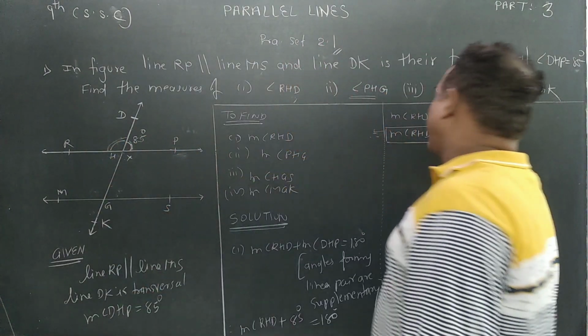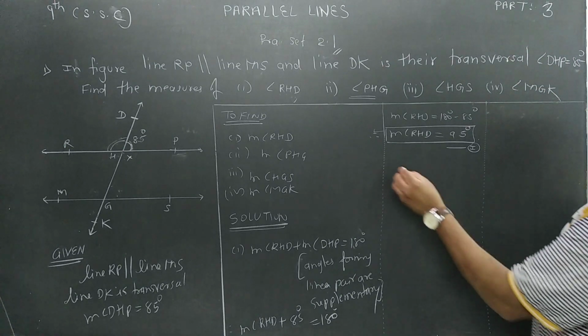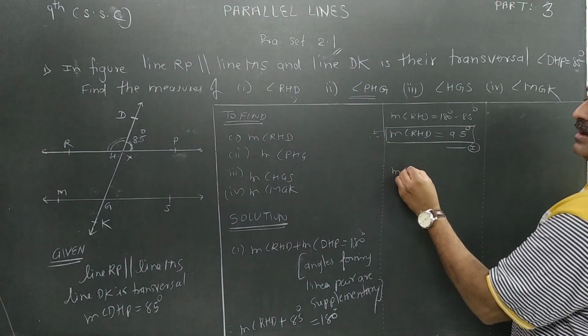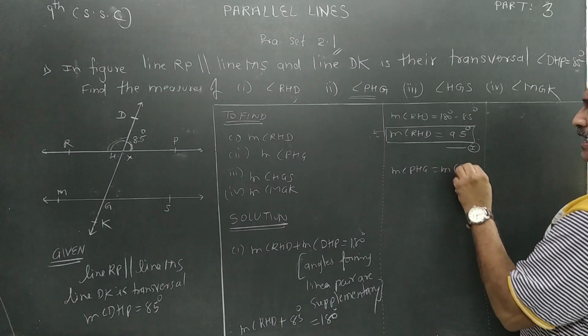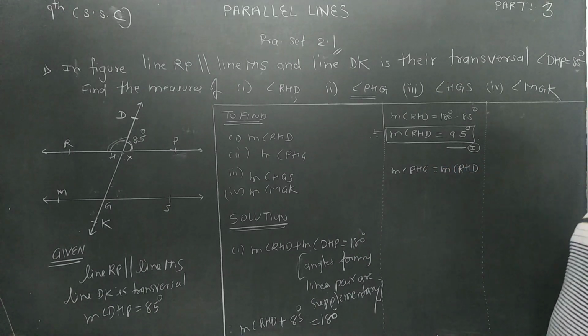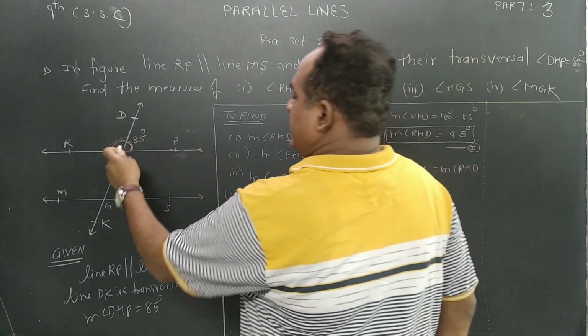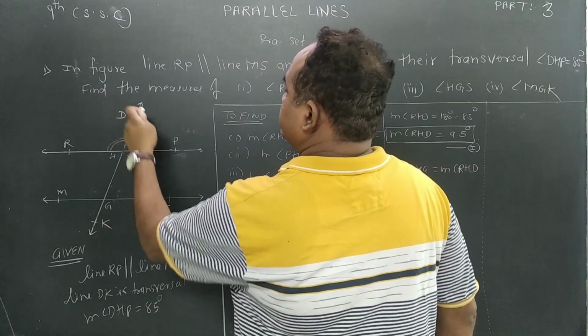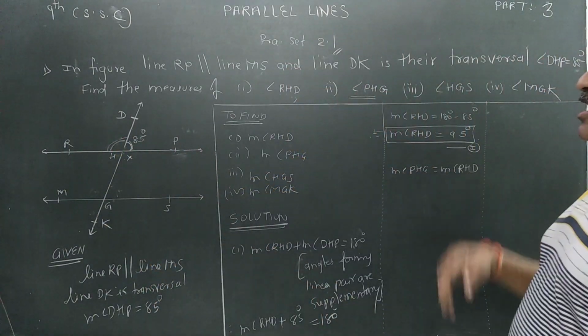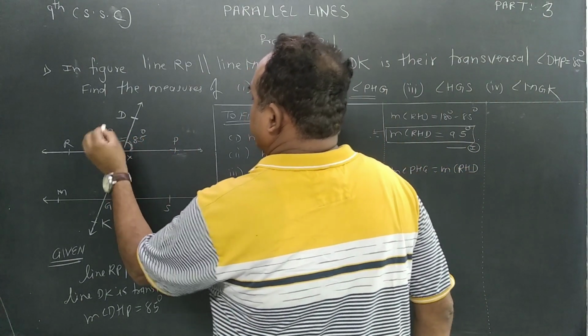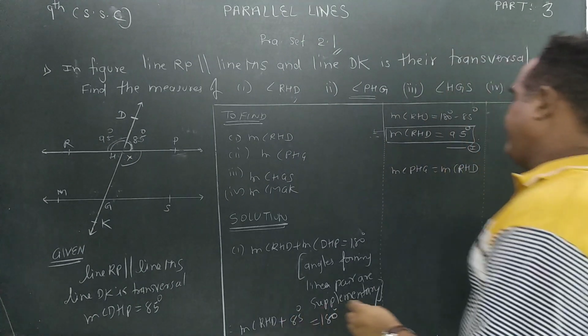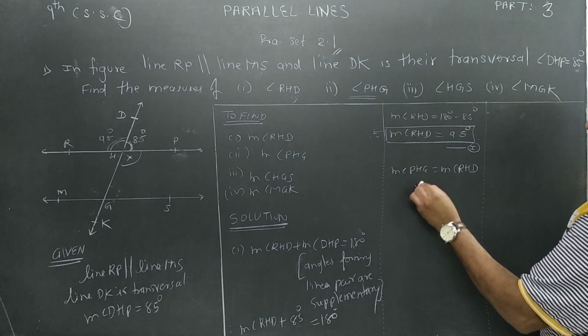They are vertically opposite angles. Just write down that measure of angle PHG is equal to measure of angle RHD. Correct? They have asked you PHG, and we just found RHD. What is its value? 95. If you want to put it in the figure, you can put 95. So this also becomes 95. Here you have to write the reason, but what is that?